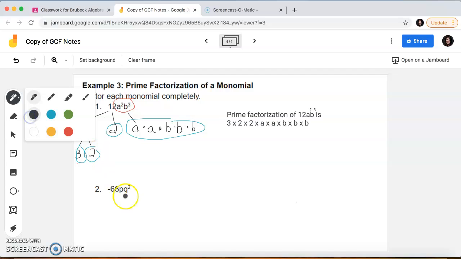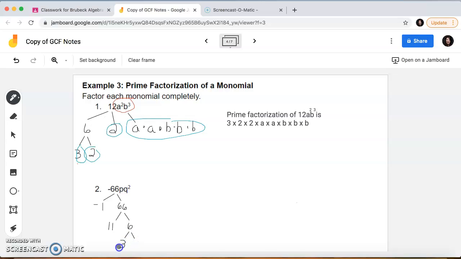For the next one, we have a negative number. We have a -66. So I'm going to take out a -1, and then I'm going to have 66. And I'm going to break down 66 by doing 11 times 6. Now 11 is a prime number. The only numbers that multiply to get us 11 are 1 and 11. So we can stop there with 11. But 6 multiplies to get us 3 and 2. So the numbers for our prime factorization are going to be -1, 11, 3, and 2.